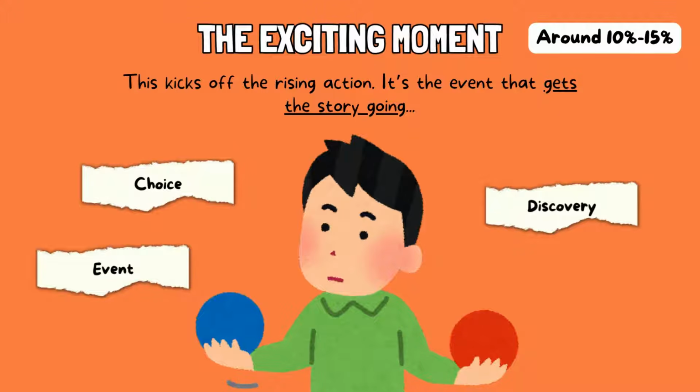Part 2. The exciting moment. This is the moment that sparks the central conflict and launches the plot into motion. It often involves a choice, event, or discovery that forces the protagonist out of their routine. From here, the stakes begin to rise, and the story shifts into action.